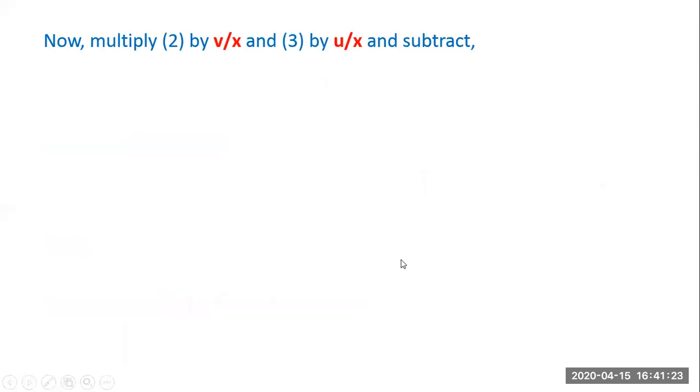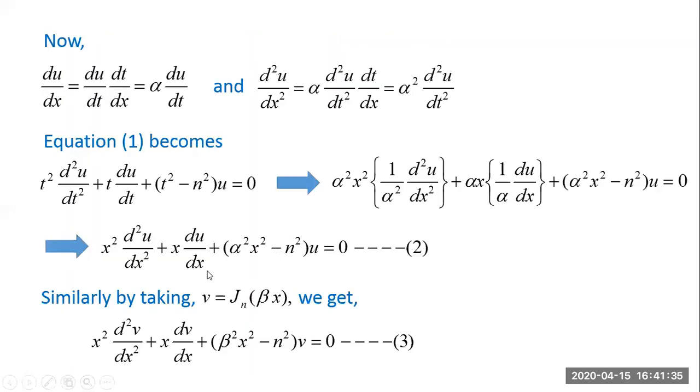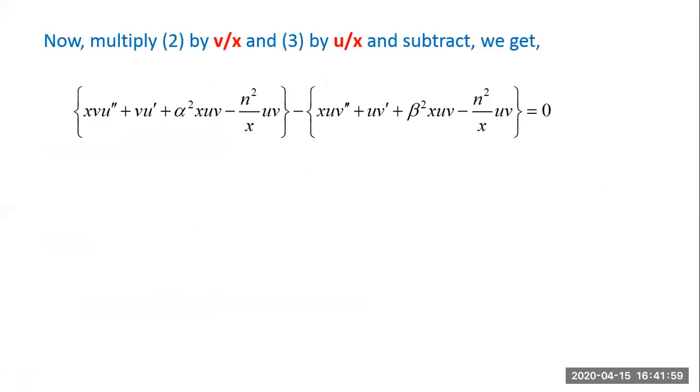Next, I multiply equation number 2 by v by x and 3 by u by x and subtract the resulting equations. So multiply equation number 2 by v by x and 3 by u by x and subtract one from the other. So when I multiply the first equation, equation number 2, by v by x, I get v by x into x square. So one x gets cancelled, I get vx into d square u by dx square, that is xv u double dash.